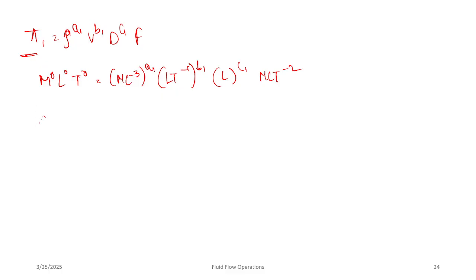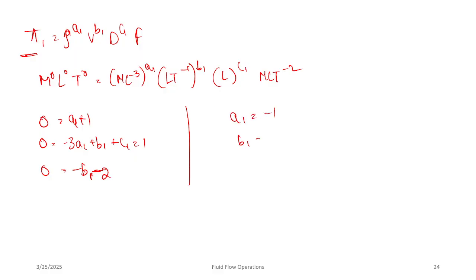You will be getting 0 is equal to a1 plus 1, 0 is equal to minus 3 a1 plus b1 plus c1 plus 1, and we have one more equation, that is 0 is equal to minus b1 minus 2. If we solve these equations, you will be getting a1 as minus 1, b1 as minus 2, c1 as minus 2. So pi 1 will be F by rho v square d square.